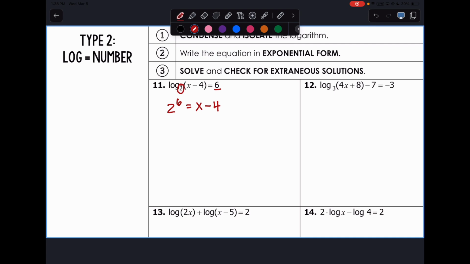So this one, 2 to the 6th power is? 2 to the 5th power is 32, so 6th power is 64. Add 4, so x should equal 68. Make sure you check. Okay.